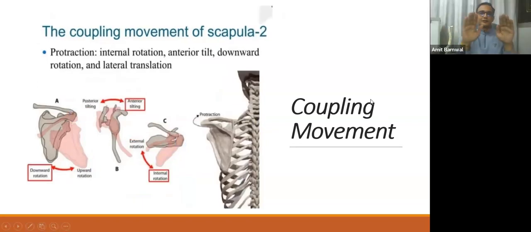And for protraction, it is just the reverse. What are the 4 movements we get? Internal rotation, anterior tilting, downward rotation, and lateral or outward translation. For protraction of the scapula, how does it move? Internal rotation, anterior tilting, downward rotation, and lateral translation. I hope you can get it. Protraction all together.